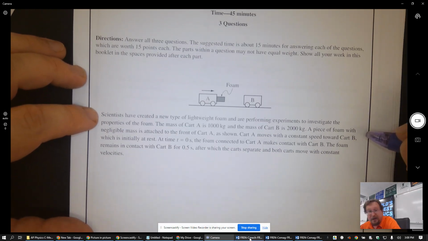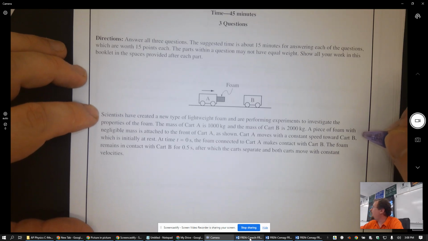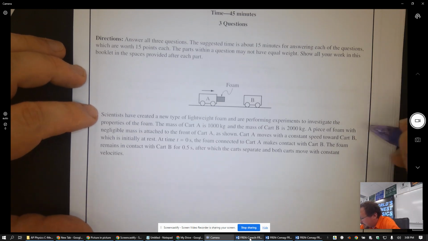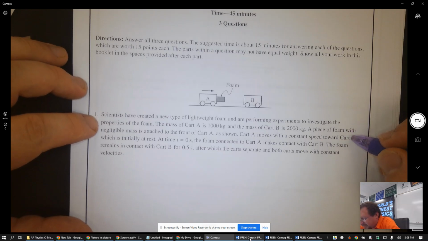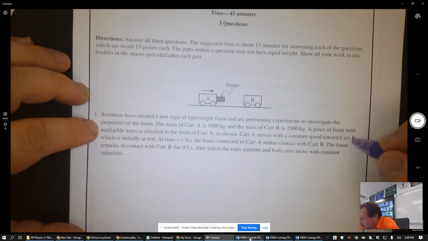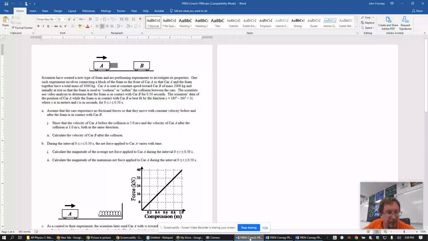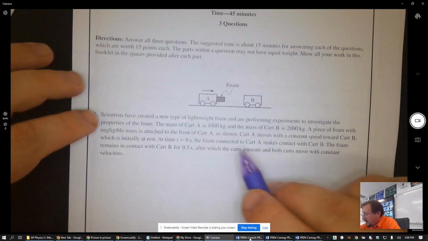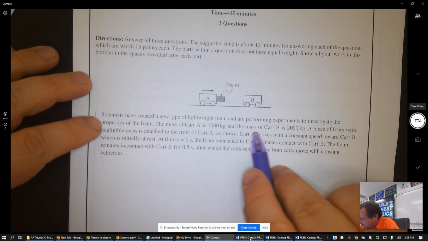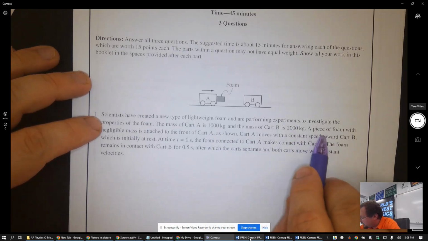So, scientists, when did I send this off? Sometime in 2021. So it's been at least 18 months since I've seen this. Performing experiments to investigate the properties of the foam. Cart A is 1,000 kilograms and cart B is 2,000. Did I use those numbers? Oh, wow, I really did. So we basically have a small Kia and a Ford Escort, if they even still make those.